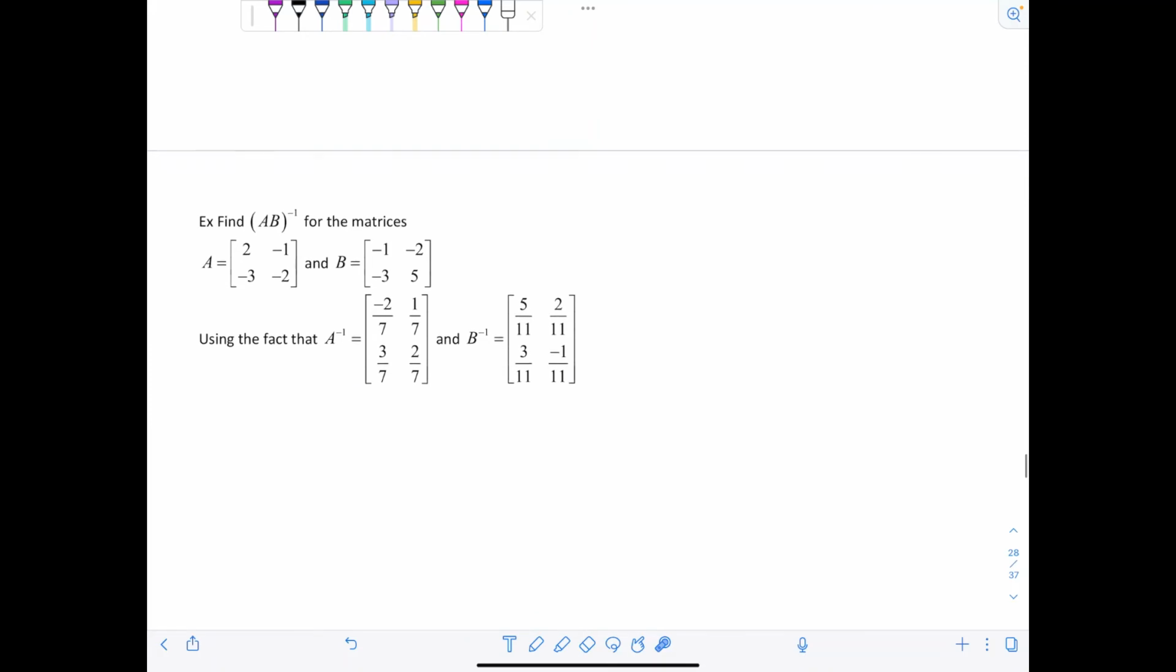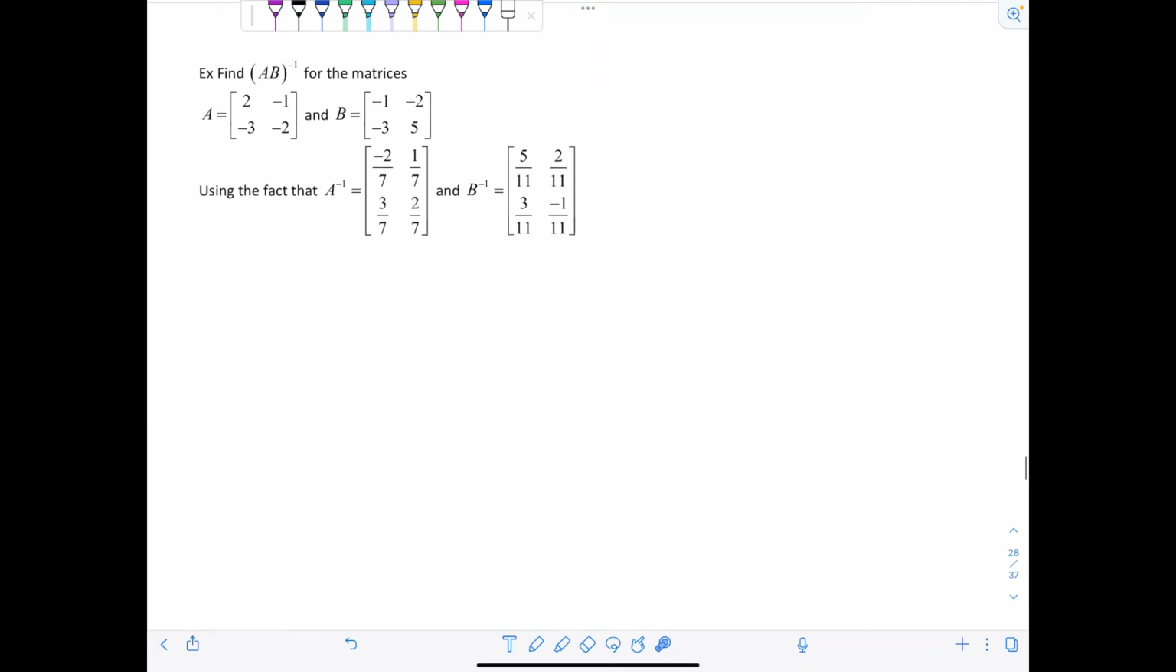Okay, now let's use this little shortcut method. Find (AB) inverse for the following matrices. So they gave me matrix A, matrix B, and they also gave me the inverses of A and B individually. Before this theorem that we just learned, what would we have done with the old method? You would sit there, find the product AB, and then find (AB) inverse using your row operations, right? You would make that big matrix with the identity matrix of order 2 on the right, etc., etc.